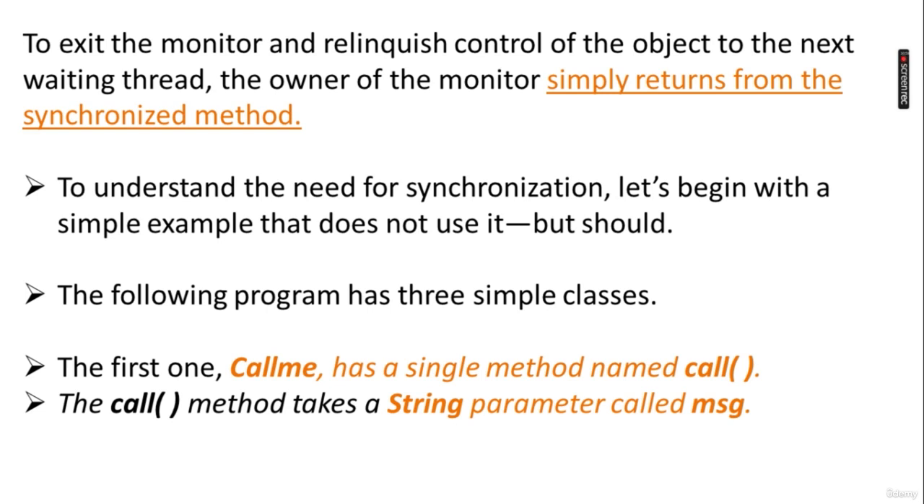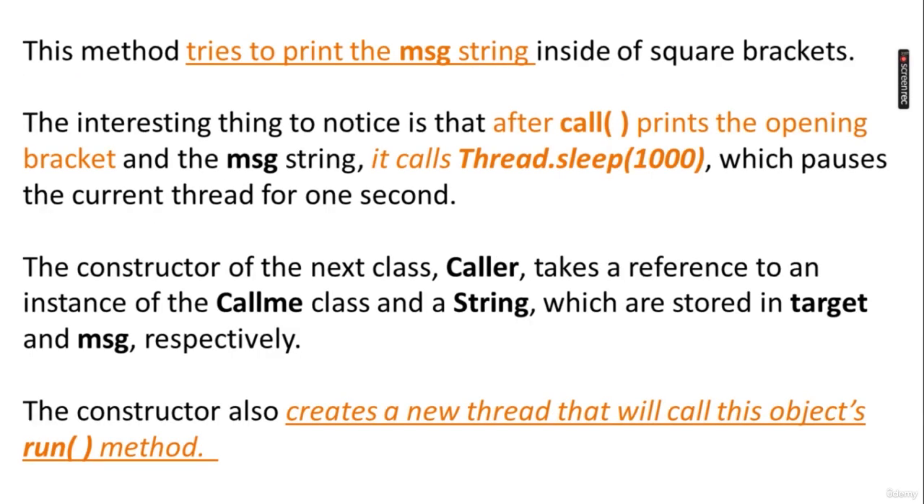Okay, the following program has three simple classes. CallMe has a single method named call. The call method takes a string parameter message. This method tries to print a message string inside of square brackets. The interesting thing to notice is that after call prints the opening bracket and message string, it calls Thread.sleep(1000), which pauses the current thread for 1 second.